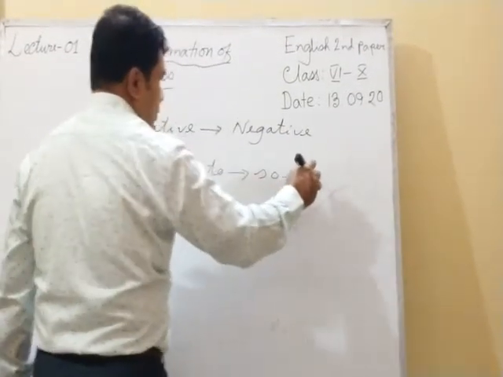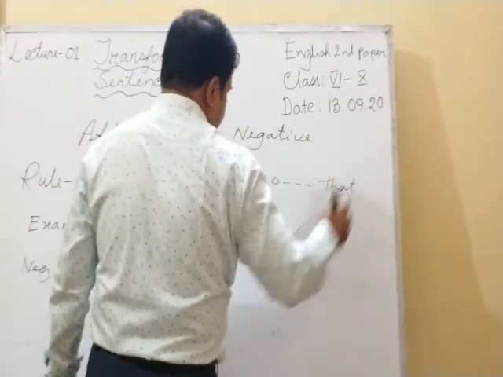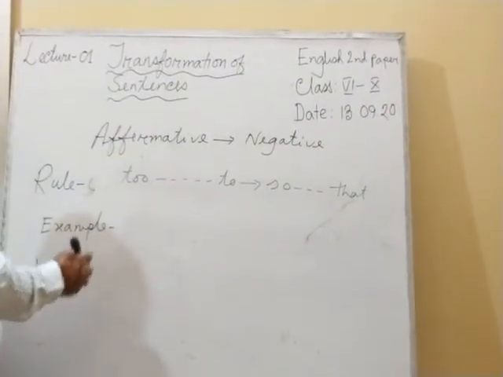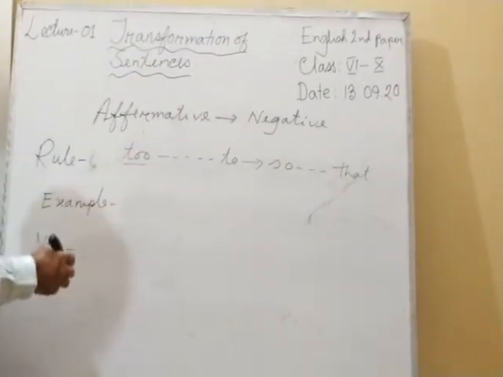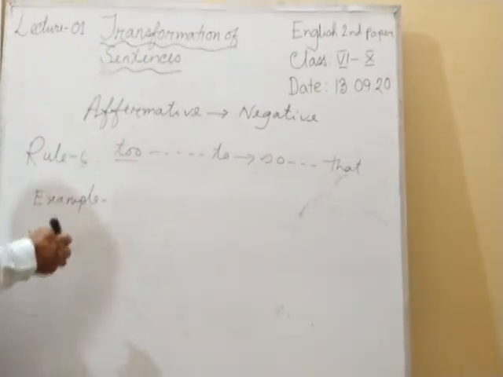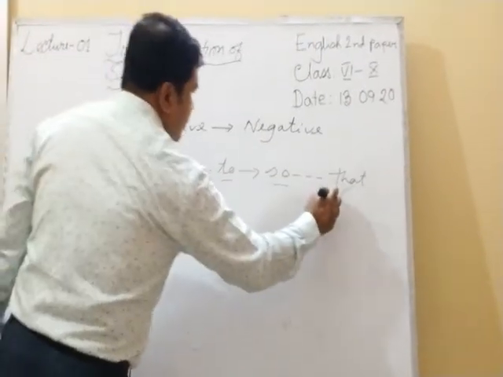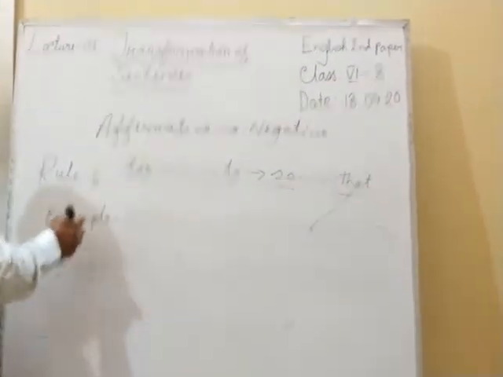So, that. If we see "too" in an affirmative sentence, we will use "so", and in place of "to", we will use "that". Look at the example.